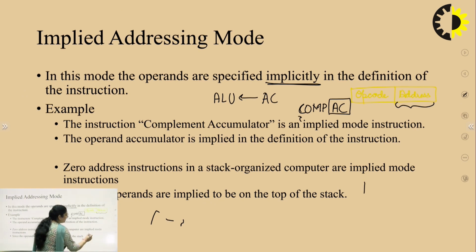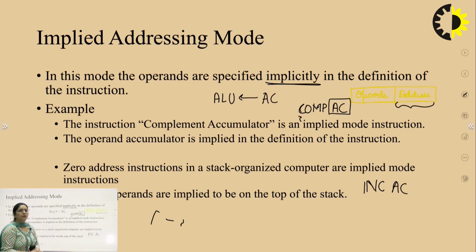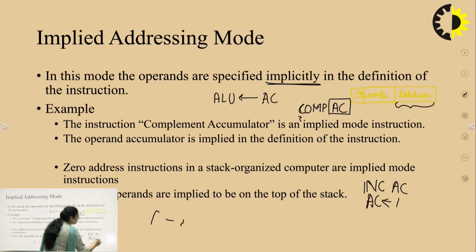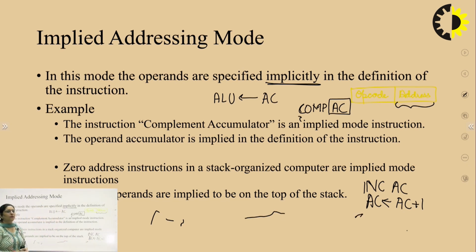Another example may be increment the accumulator. What will this instruction do? It will increment the content of the accumulator. So we will increment whatever content is available in the accumulator, and will save that content back to the accumulator register itself. So these are our implied addressing modes.